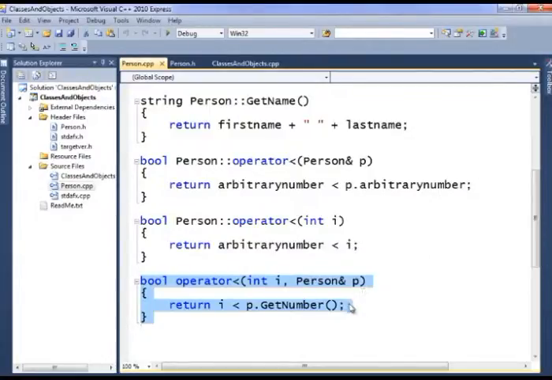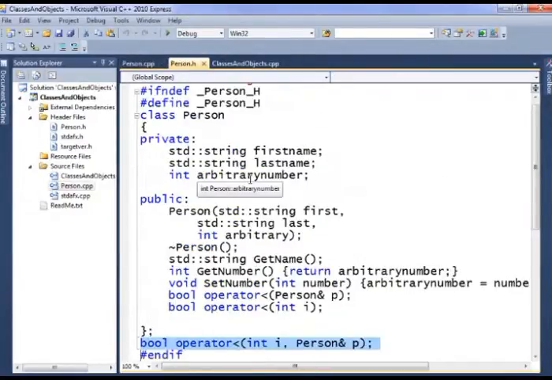And you see I'm using this public function, getNumber. That's because this operator less than is a free function. It's not in the person class. It can't access arbitrary number directly. Arbitrary number is private. So I have to use this public getNumber.